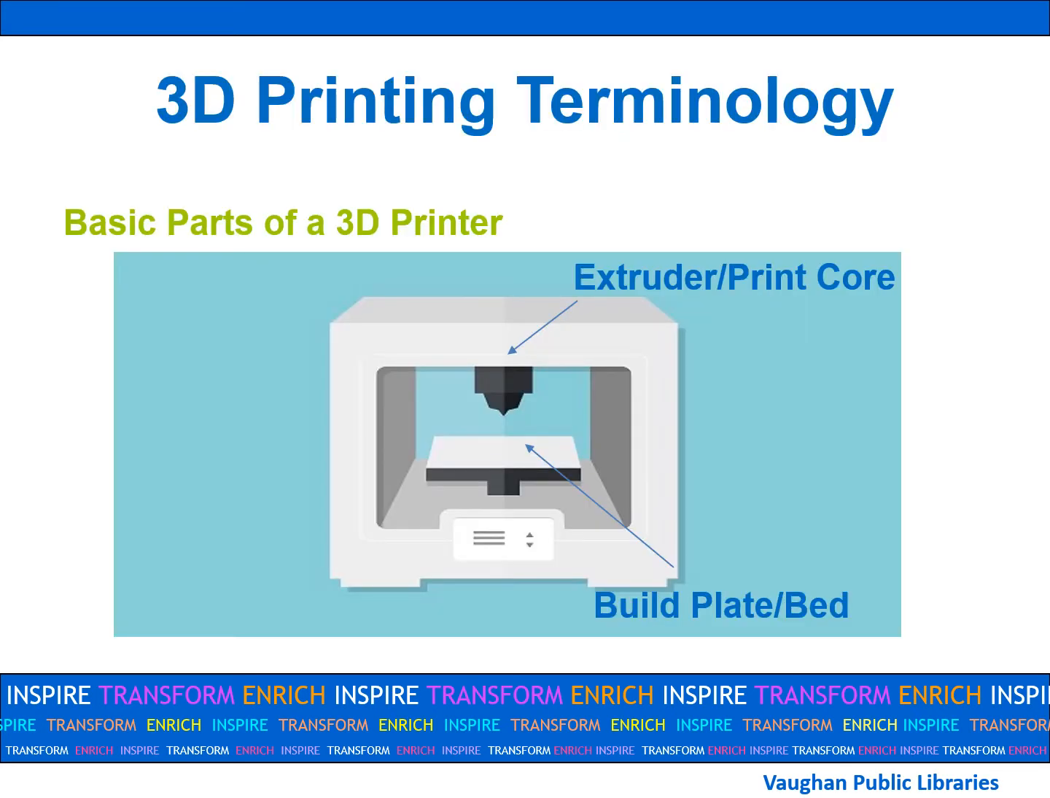This very simplified diagram shows the basic components of a 3D printer. The extruder melts the plastic in a pattern of movements layer by layer. The plastic prints directly onto the build plate, or bed, which is the moving platform that slowly lowers itself as the object prints taller and taller.